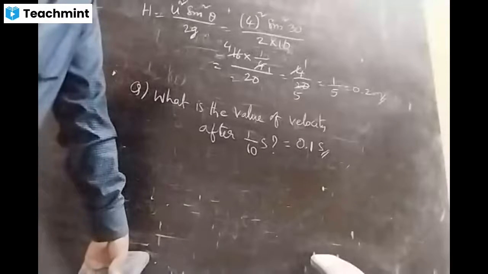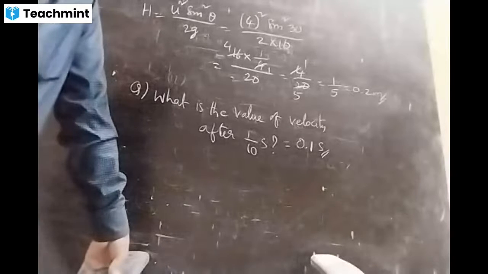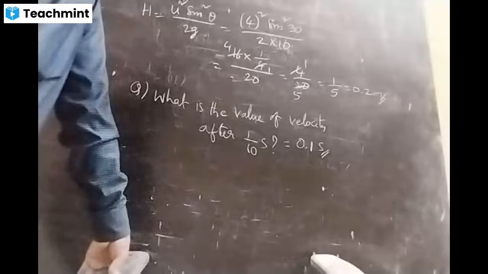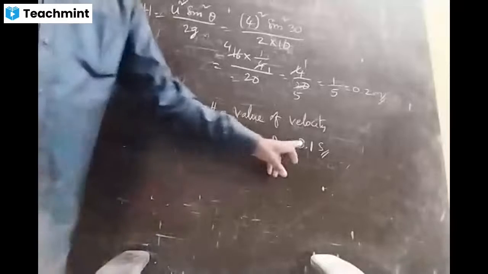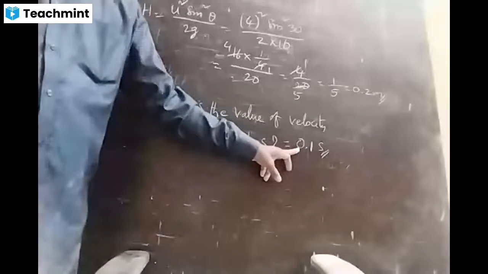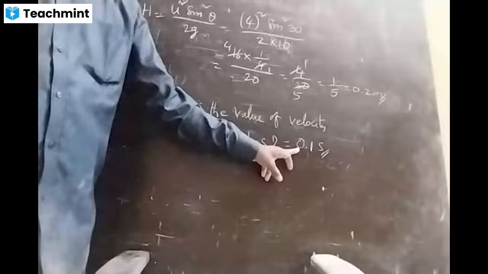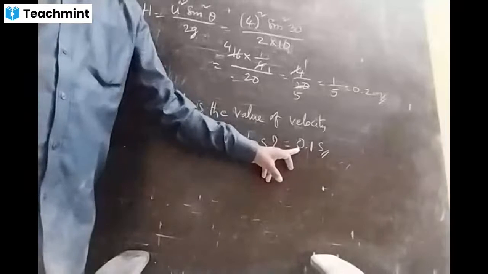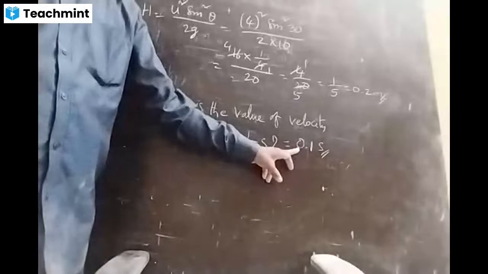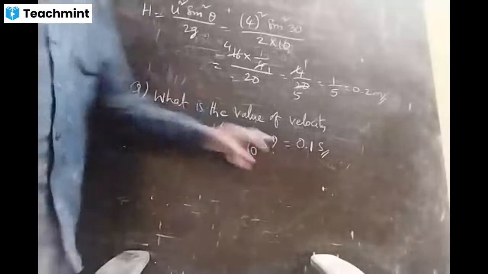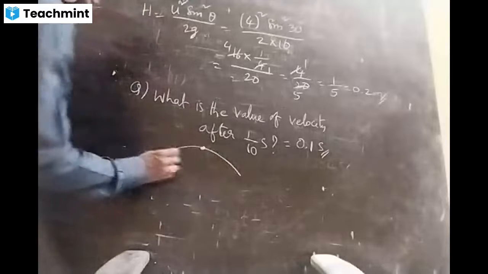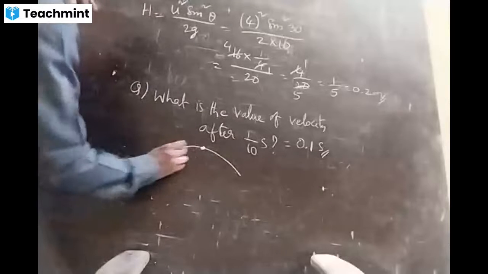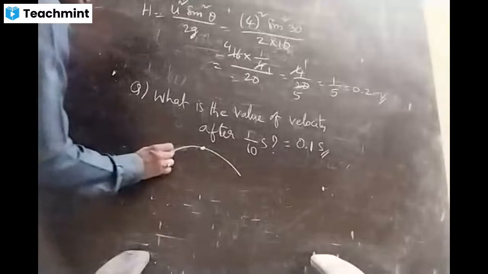See, what is the value of time of ascent you got? 0.2 seconds, sir. Now what I am asking is the value of velocity at 0.1 seconds. At 0.1 seconds, has the particle reached maximum height yet? No, sir. Somewhere in the projectile motion, the particle is somewhere at 0.1 seconds, so it is still going up.